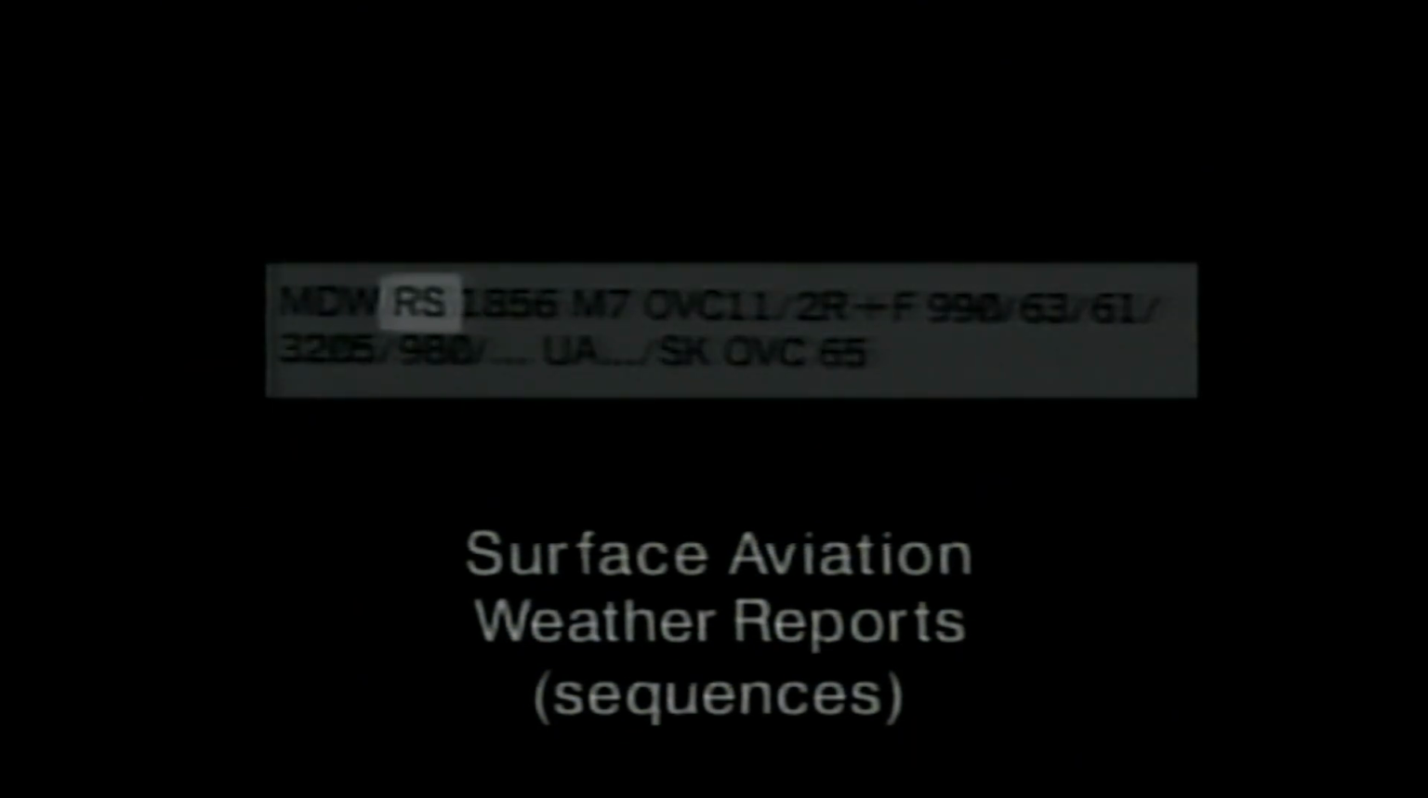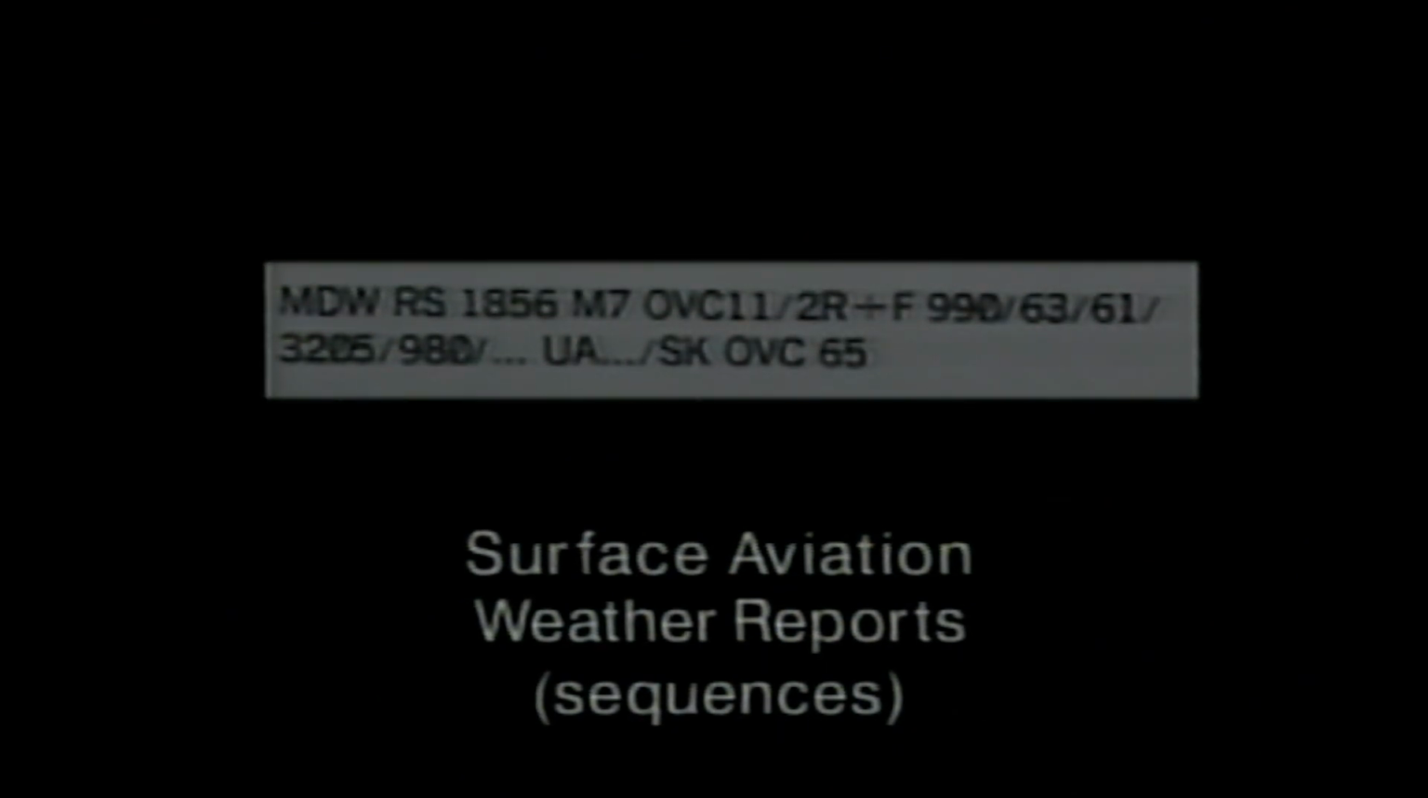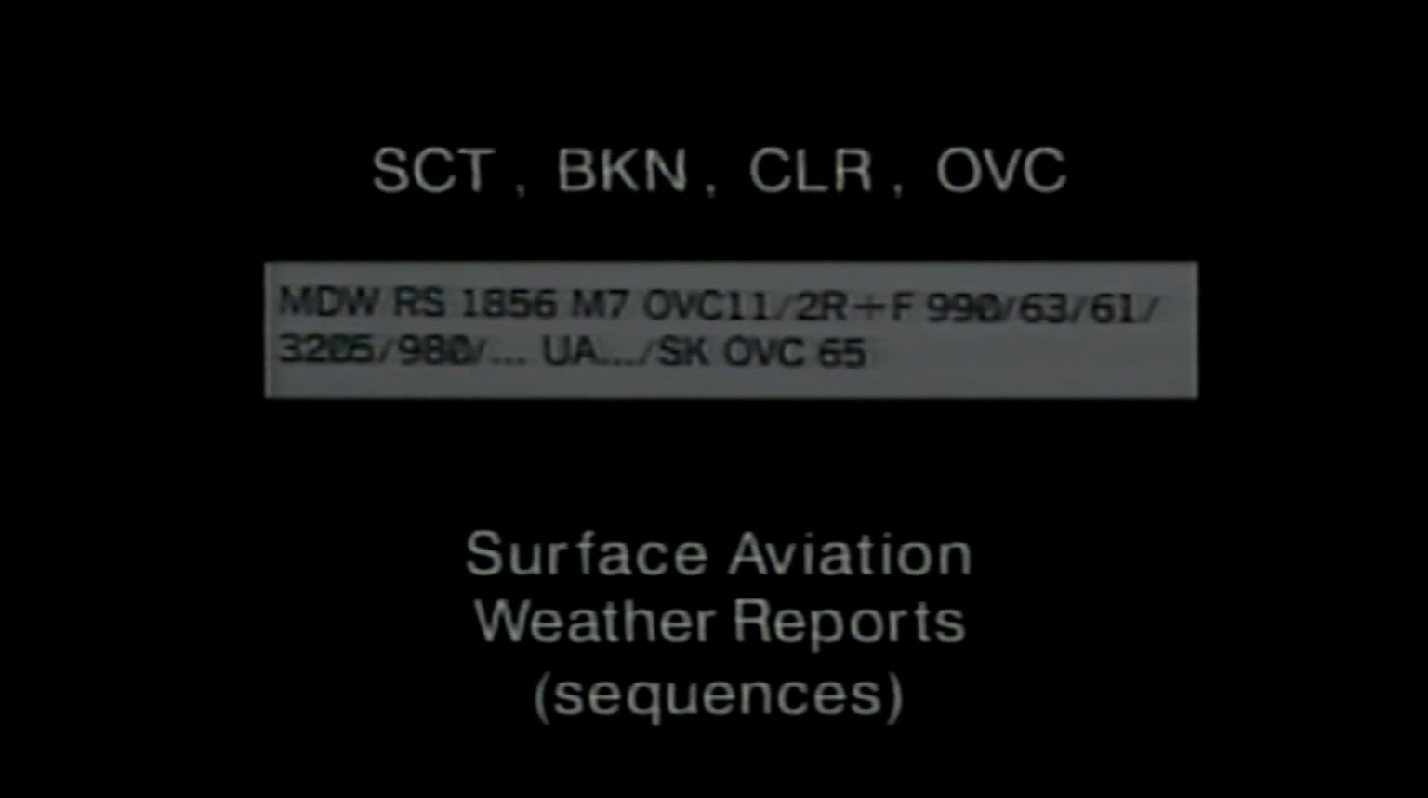RS is a record special, an observation made because the weather changed, but close enough to the normal hourly time to call it the record. Sequences use the standard symbols for cloud cover of SCT for scattered, BKN for broken, CLR for clear, and OVC for overcast. We'll look at a couple examples later on.